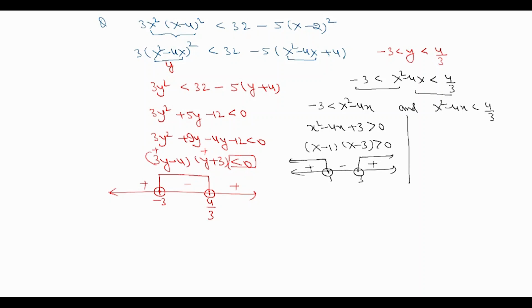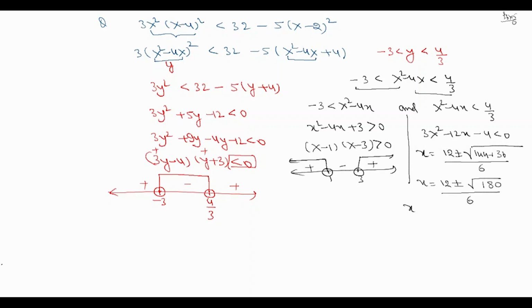Now when I'm going to solve the second one, here I'll get what? 3x square minus 12x and then minus 4, it should be less than 0. So here I cannot factorize it. So I'll simply write x as 12 plus minus square root of b square minus 4ac, and then 36 amounts. So I can actually write it as x equals to 12 plus minus 6 root 5 by 6. So this is 2 plus minus under root 5.